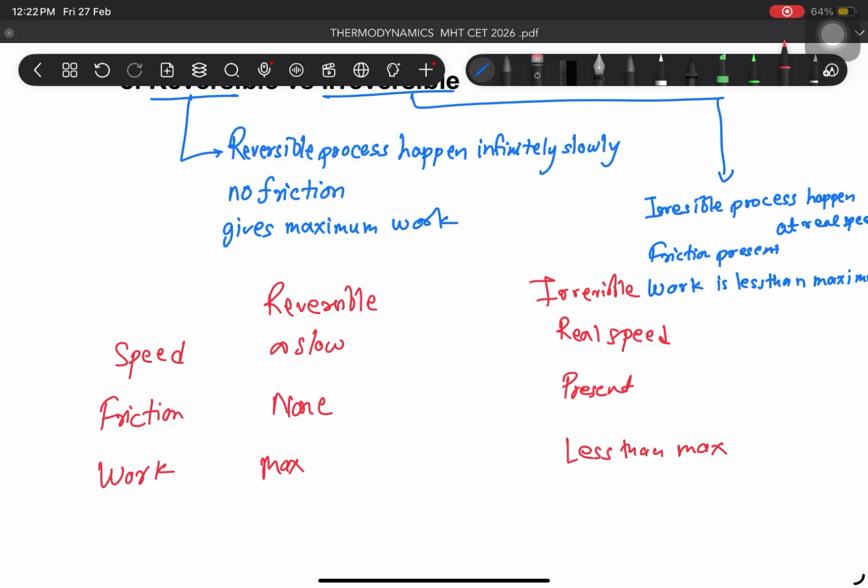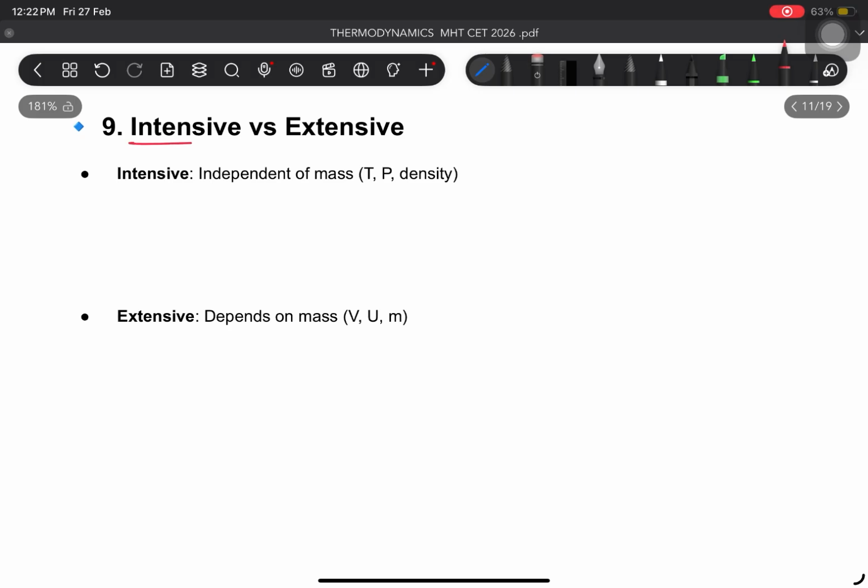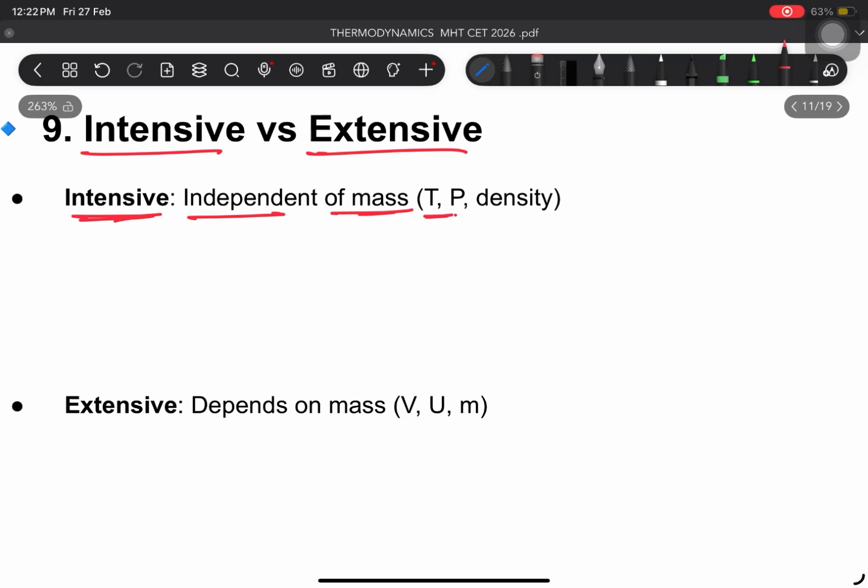Next topic is intensive versus extensive. Intensive properties are independent of mass. They do not depend on mass. For example, temperature, pressure, density. Extensive properties depend on the mass. Example: volume, internal energy, mass. This is also important.